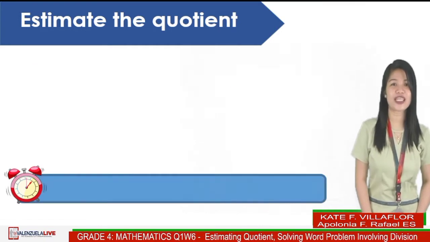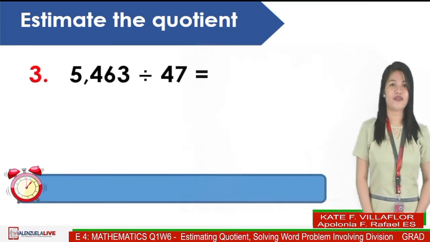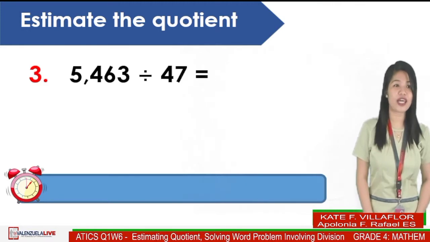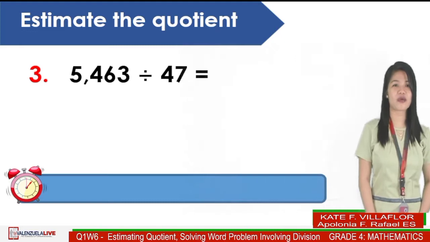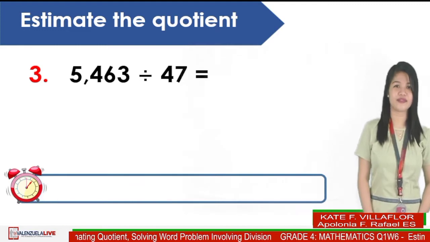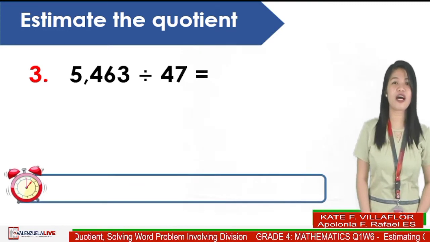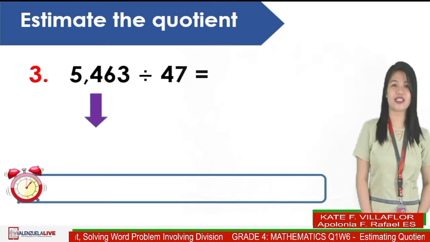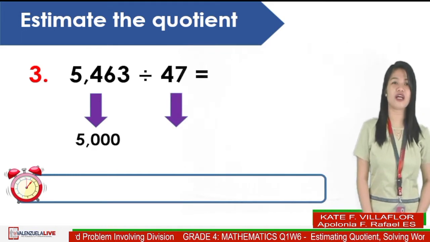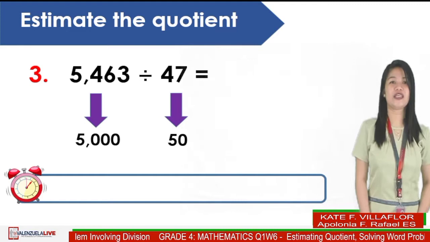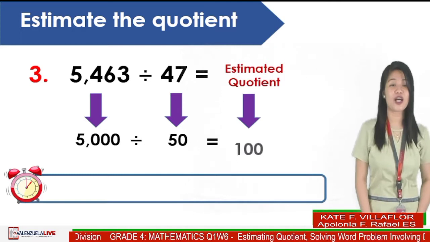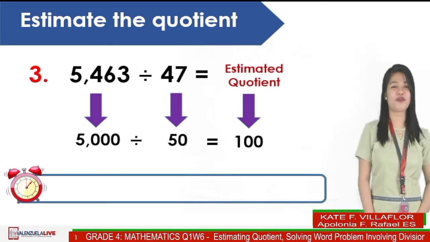Let's have number 3. Find the estimated quotient of 5,463 divided by 47. I will give you 5 seconds. Okay, time's up. 5,463. To be rounded off, the answer is 5,000. 47, when we round off, the answer is 50. Then divide 5,000 by 50. The estimated quotient is equal to 100. Good job, grade 4 pupils.